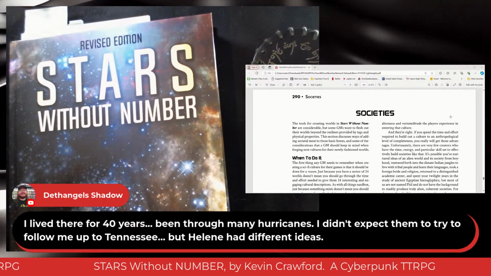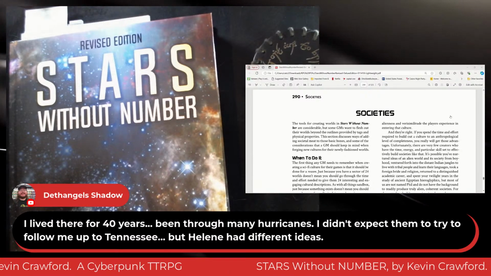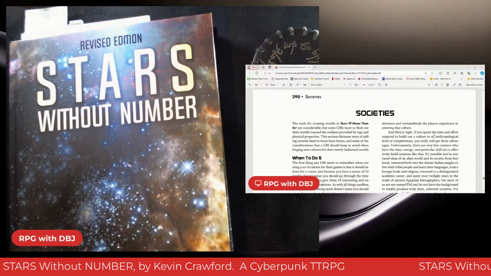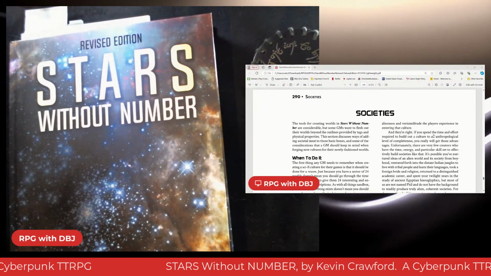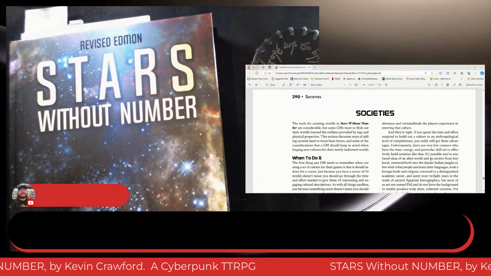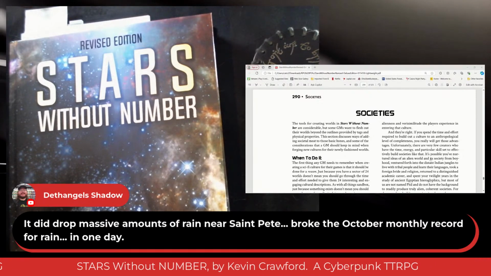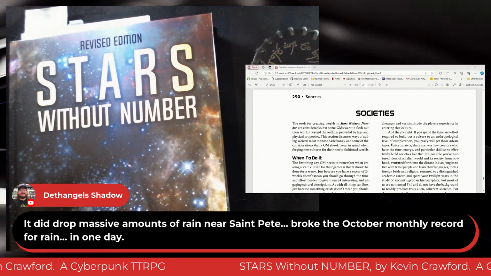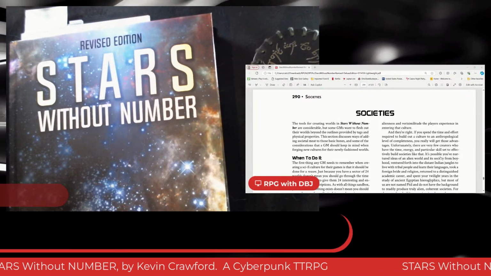Wow, you guys talked about it. Yep. Fortunately, it dropped to Cat 3 as it approached the peninsula and down to 1 as it was crossing the state, extremely near where I lived most of my life before I moved up here. Wow. It did drop massive amounts of rain near St. Pete. Broke the October monthly record for rain in one day. Yeah. Tropicana Field, Rays Stadium roof got shredded. I didn't know that. Yeah. Horrible. Crazy. All right.